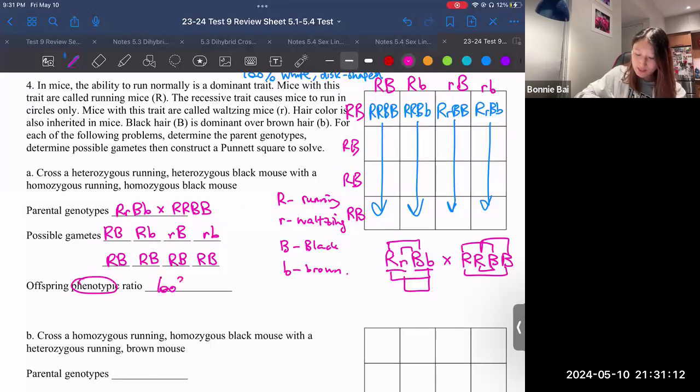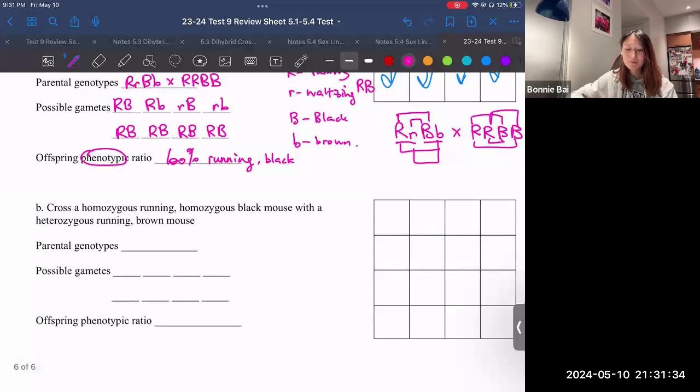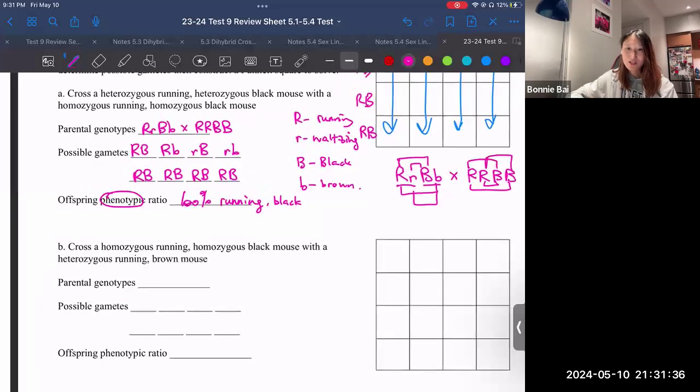It's 100%. We got the big R's, right? They're all big R's. The heterozygous still has a big R, so the big R overpowers, they're all running. Nobody is running in circles. And then they all had big B's, right? So that means the big B overpowers a little b, or you have two big B's. Same thing. They're all going to be running black mice. All right. Last question.